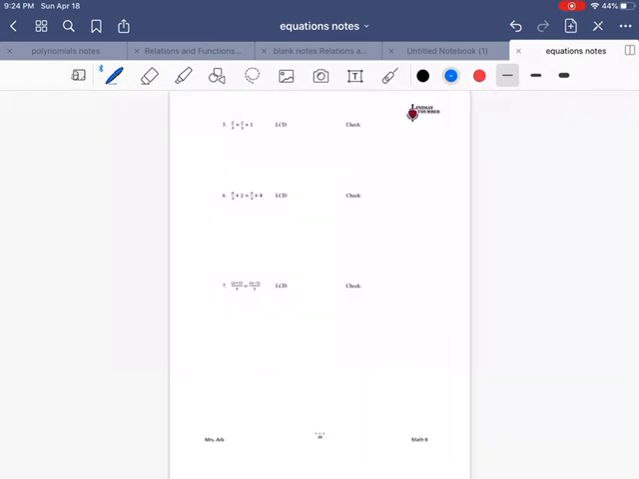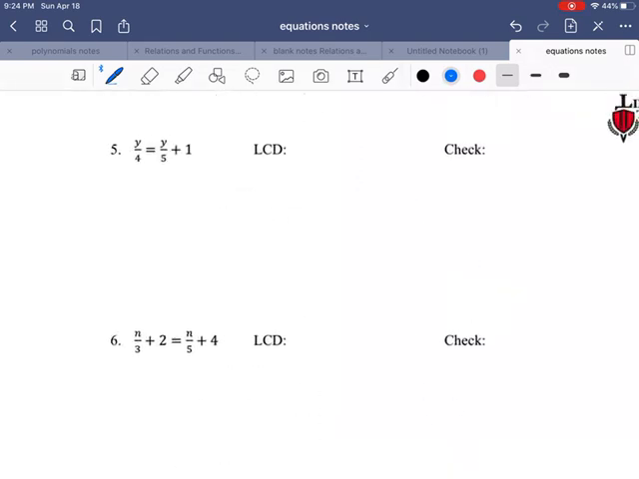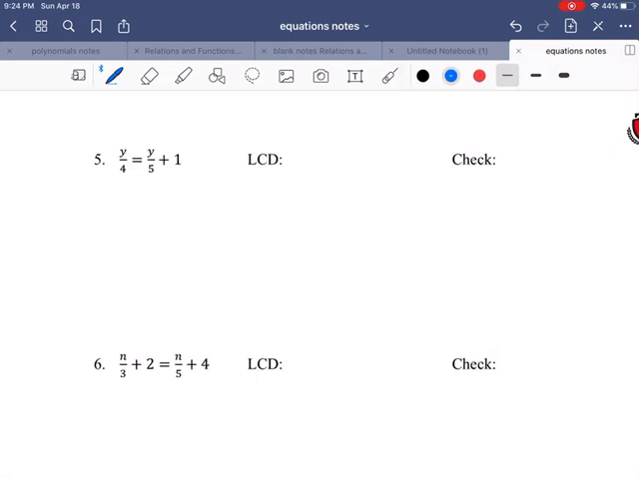Again, for these questions, I'm not going through the check portion for the sake of time, but if you do want to check them, you plug your solution in for the variable.